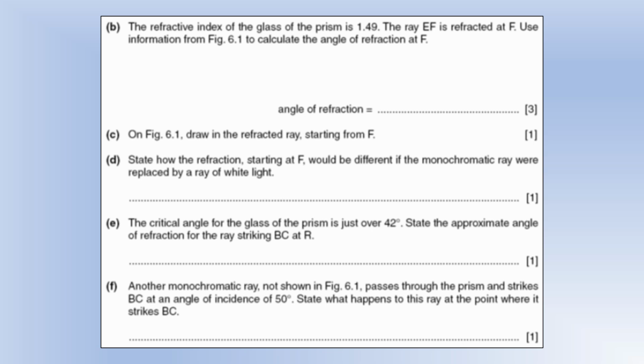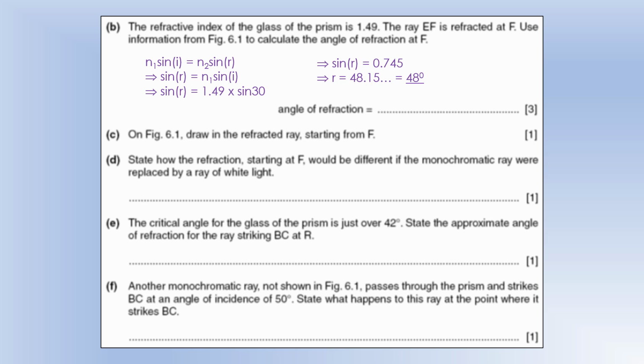Use the information to calculate the angle of refraction at F. So we're going to be using Snell's Law. We want the angle of refraction, so I make sin r the subject. Sin r, we know the refractive index, it's initially in glass, so we know n1 is 1.49. We can see from the diagram the angle of incidence is 30, and we can get sin r and then do inverse sine and get the angle of refraction is 48 degrees.